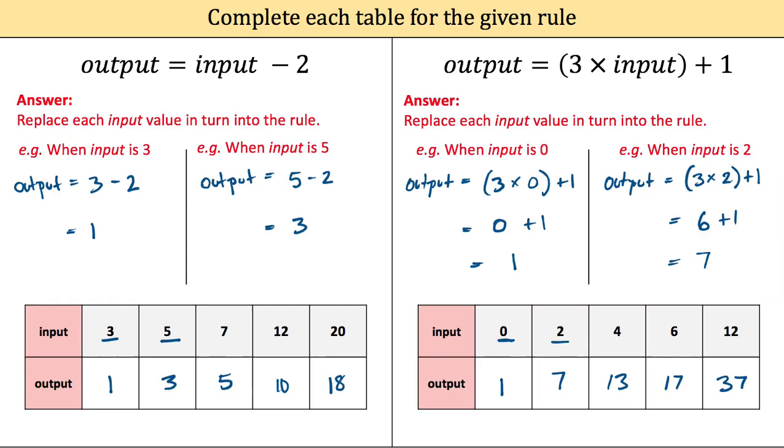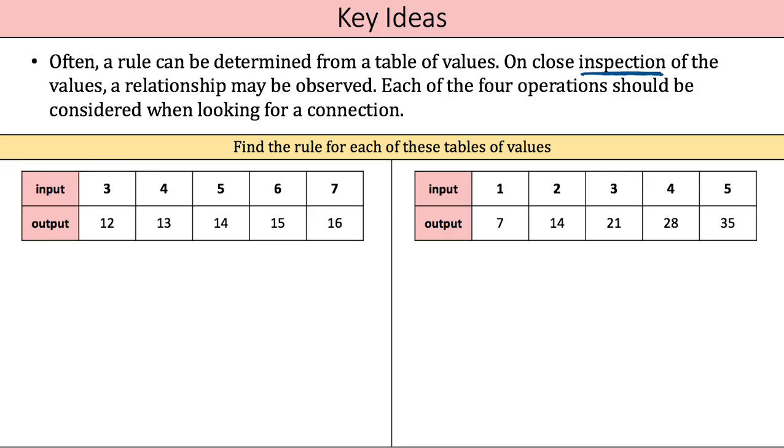So in our previous question, we had been given the rule, and we needed to fill out the table of values. This time, we've been given a filled out table of values and we need to find the rule. So it's a bit like working backwards. We're trying to find what the rule is going to be, and we're going to do this by closely inspecting our table of values.